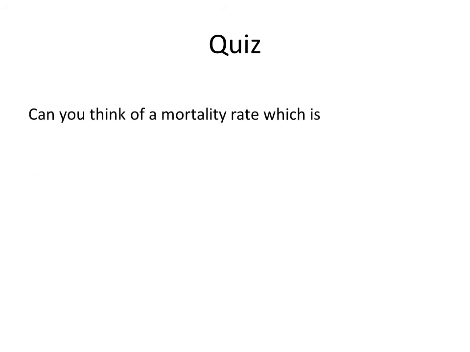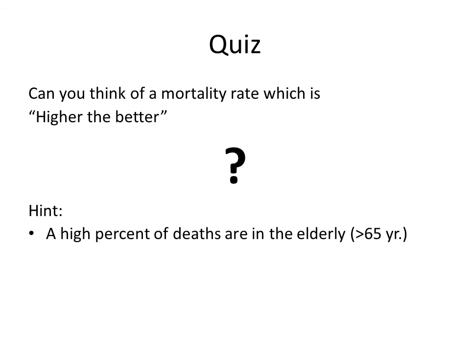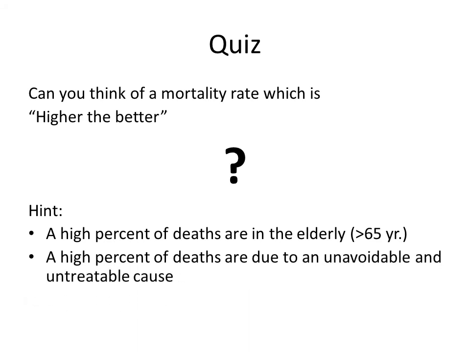Can you think of a mortality rate which is higher the better? In previous discussions, the following answers have come up. A high percentage of deaths are in the elderly age group. A high percentage of deaths are due to a cause which is both unpreventable and untreatable. So all the preventable and treatable causes have been controlled and a high percentage of deaths are occurring due to this unpreventable and untreatable cause. Can you think of any more?